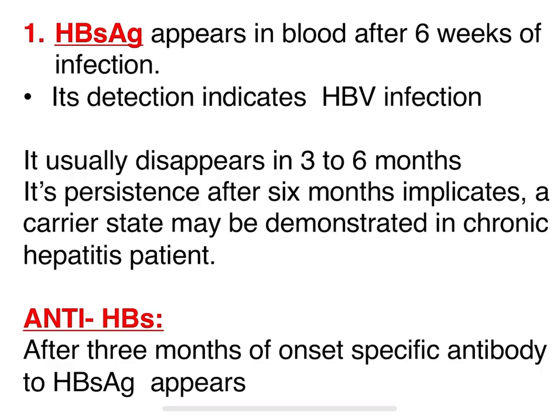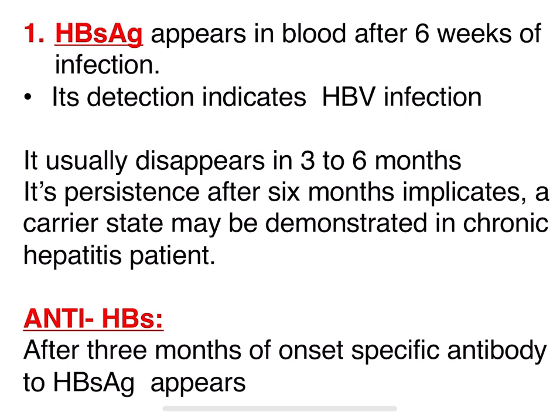So, when the hepatitis B virus infection test turns out positive, it shows that the patient is having an active infection. And this HBsAg will usually disappear in 3 to 6 months. If it is persisting even after 6 months, it implicates that the person is in a carrier state and may be demonstrated in a chronic hepatitis patient. Even if it is persisting, it shows that a person is in a carrier state and a chronic infectious state.